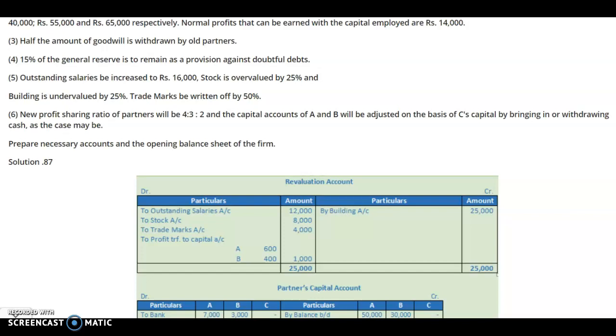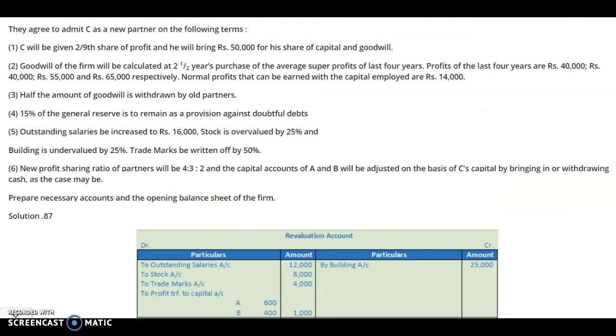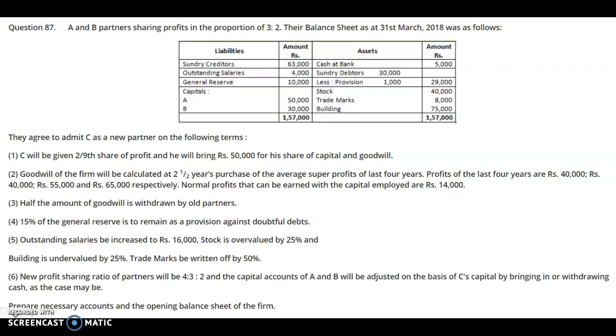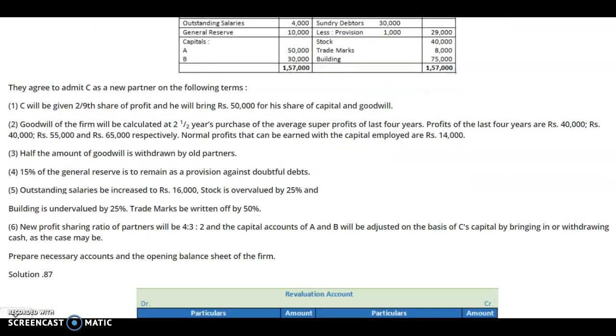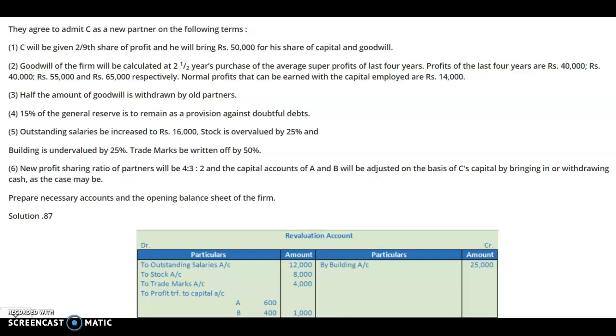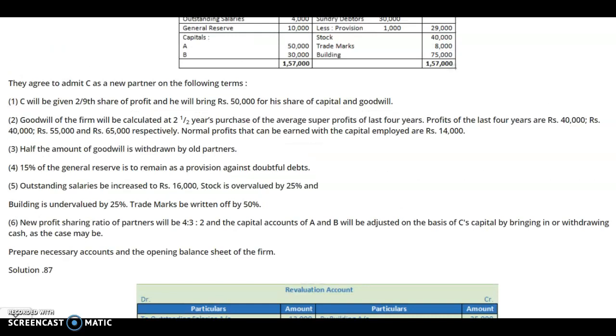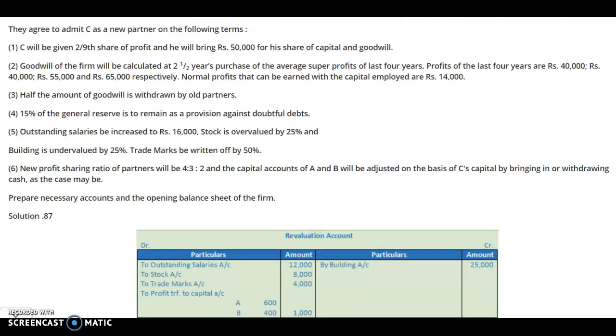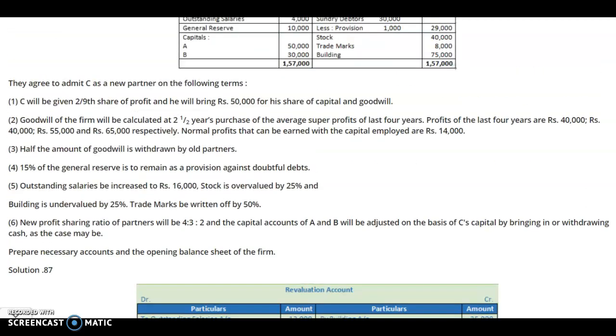Building is appreciated. See here, the value of building is undervalued by 25%. Same way here, building value is given 75,000 and it is undervalued by 25%. So we will find it out. It is 25,000, because it is 75,000 and 25% is undervalued. It means that it is actually 33.33% undervalued. So if you find out the total valuation comes to 1 lakh and it is given as 75,000. So it is undervalued by 25%.